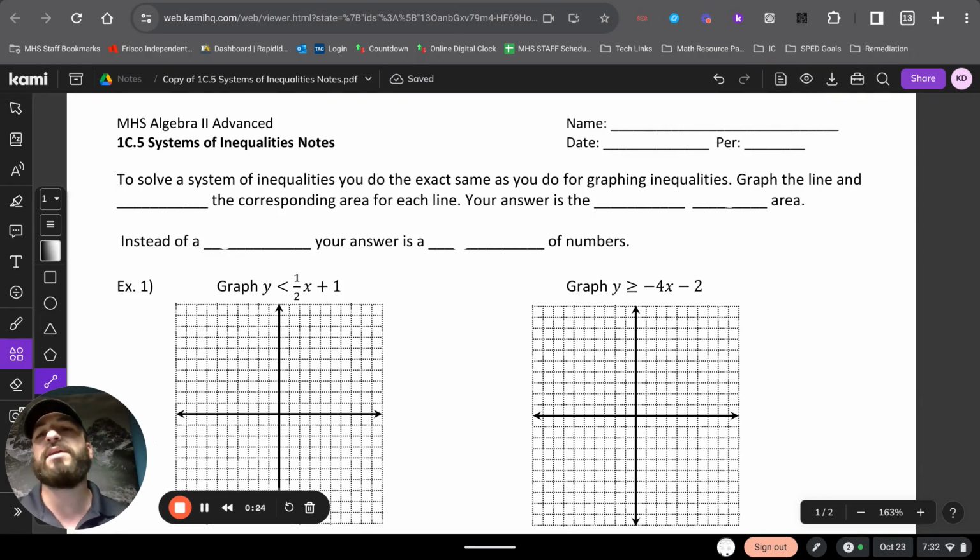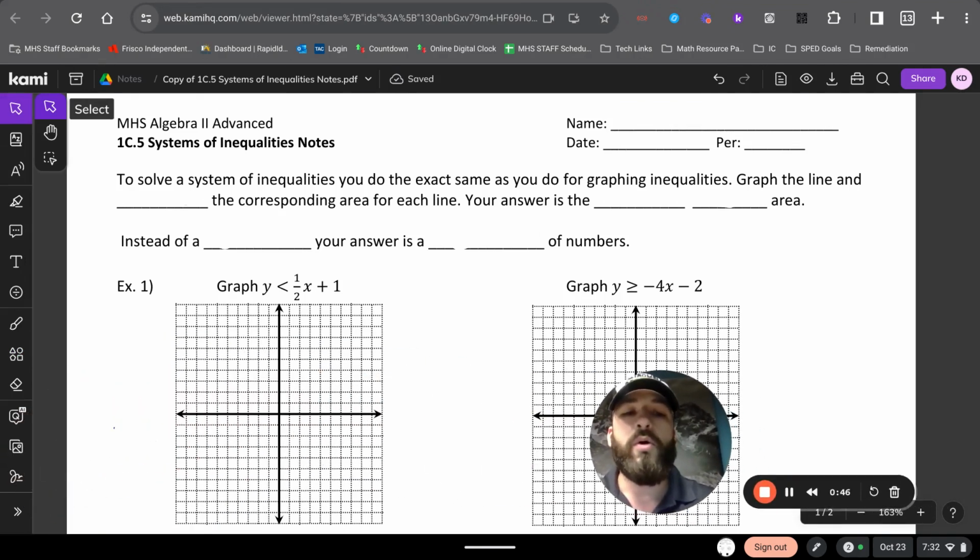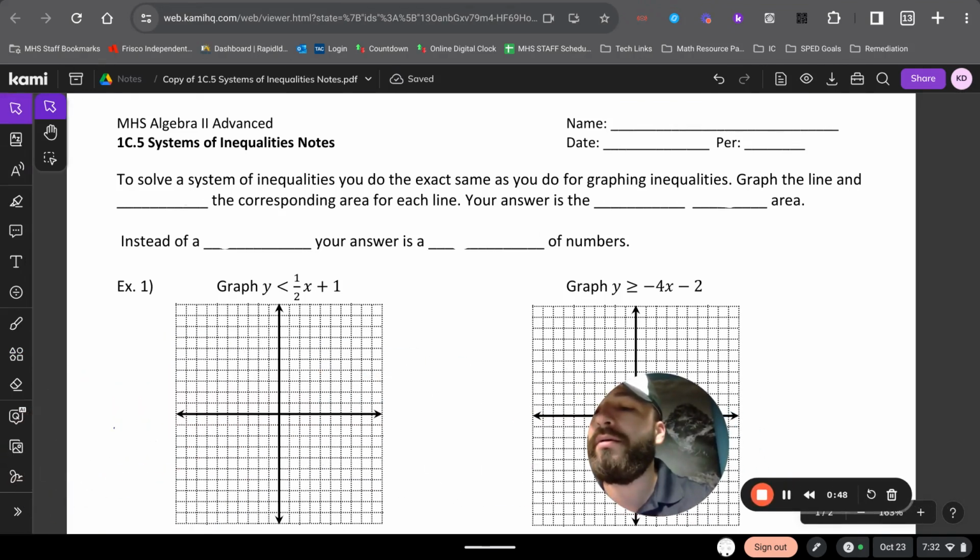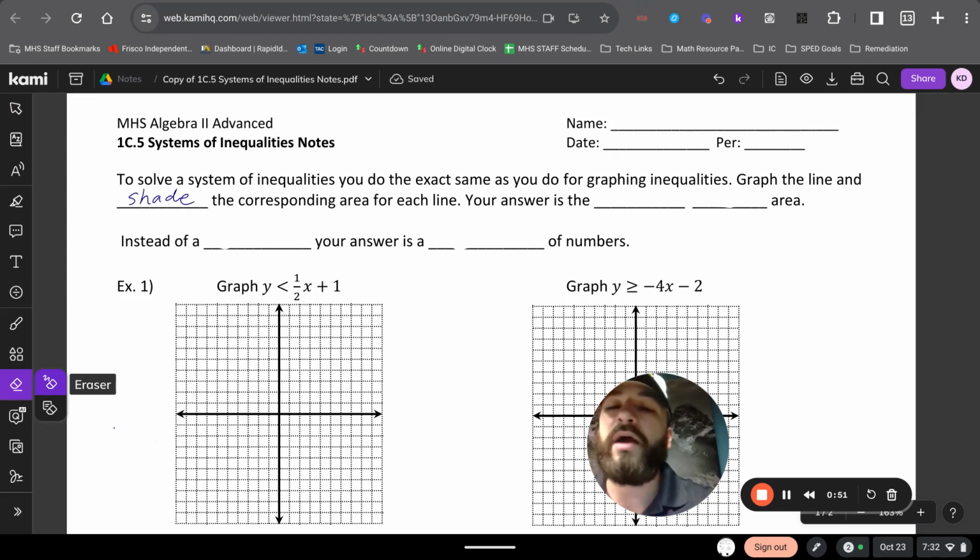But the biggest thing is that our answer is not necessarily going to be a specific point or specific values, but this time it might be an area or a set of points or of values. So when we're trying to solve a system of inequalities, we're going to do the same thing as if we grab just a single inequality. We're going to graph the line, and then once we graph that line with our system, we are going to shade that corresponding area for each line. And then once we shade that corresponding area, our answer is going to be that shaded in area.